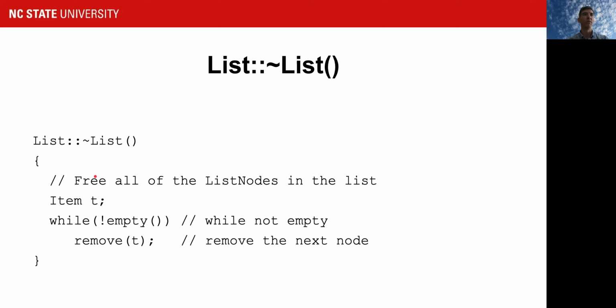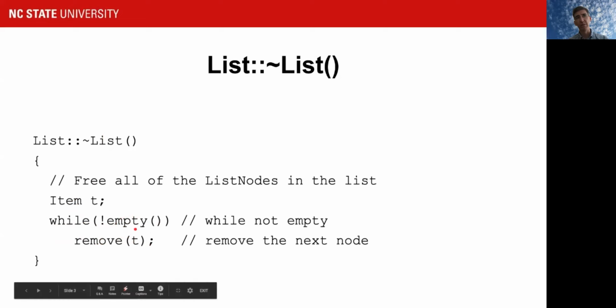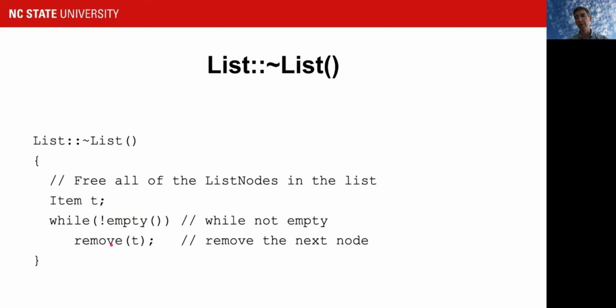And so what we can do is just write a little while loop that says, while the list is not empty, remove the next item from the list. In fact, we can make this code even a little bit shorter by embedding remove here. Once we've removed everything, the head and tail will become null and empty will return true, and that'll stop the loop. And remove was written very carefully to make sure we properly deallocate memory. So for our destructor, we're able to take advantage of our member functions and make this code pretty simple.